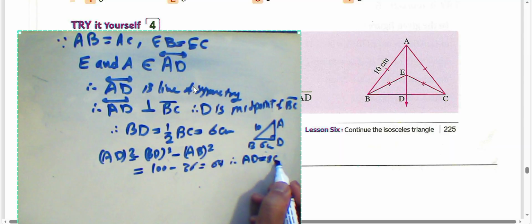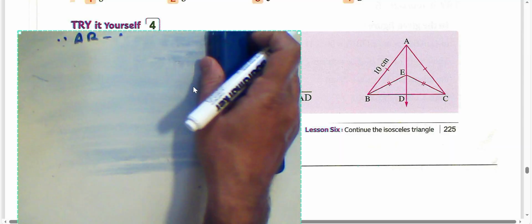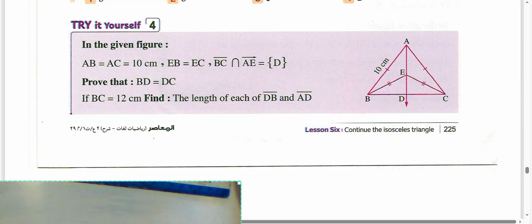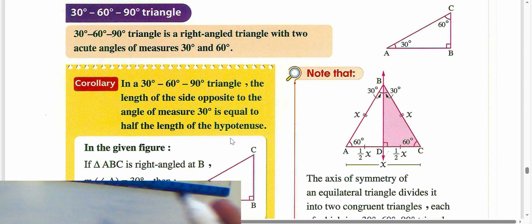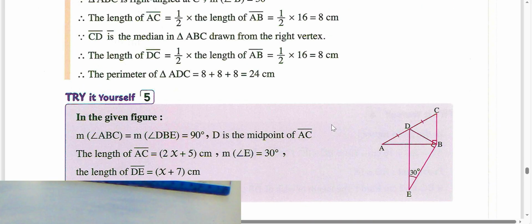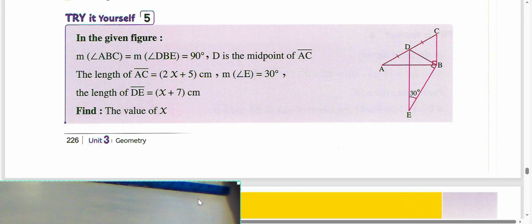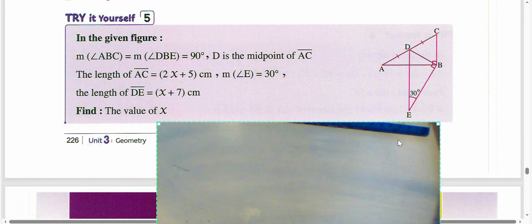Okay. Let's prove about this question, the 30 60 90 triangle. If we have a right angle triangle like this, then the length of CB will be half the hypotenuse, half of AC. You can know also this rule here: if we have 30 60, this side will be half of x. We call it the right 30 60 triangle. This question is also famous and comes in the exam.